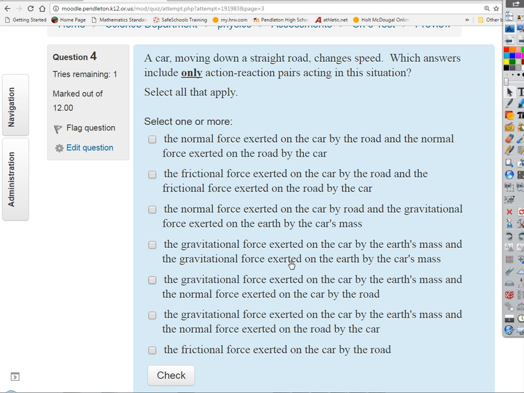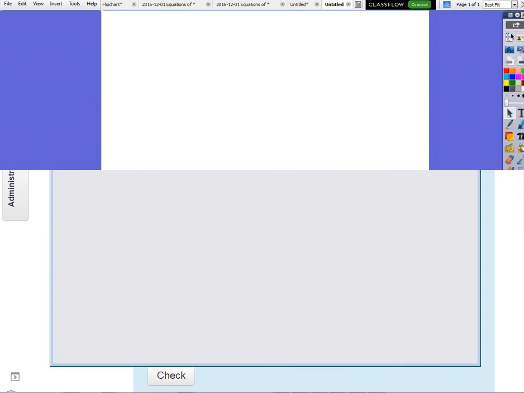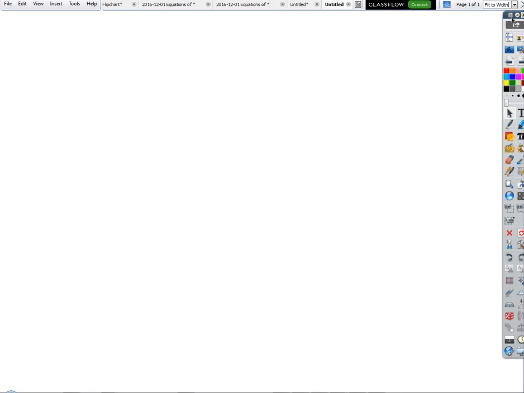So how do we know, and it's been a while since we talked about this stuff, so let's take a second here and just discuss this. How do we know when forces are in an action-reaction relationship as opposed to just forces acting on an object? It goes in the opposite direction. Let's say the normal force is exerted on the car by the road, and then the normal force is exerted on the road by the car. Right, so it repeats itself like that.